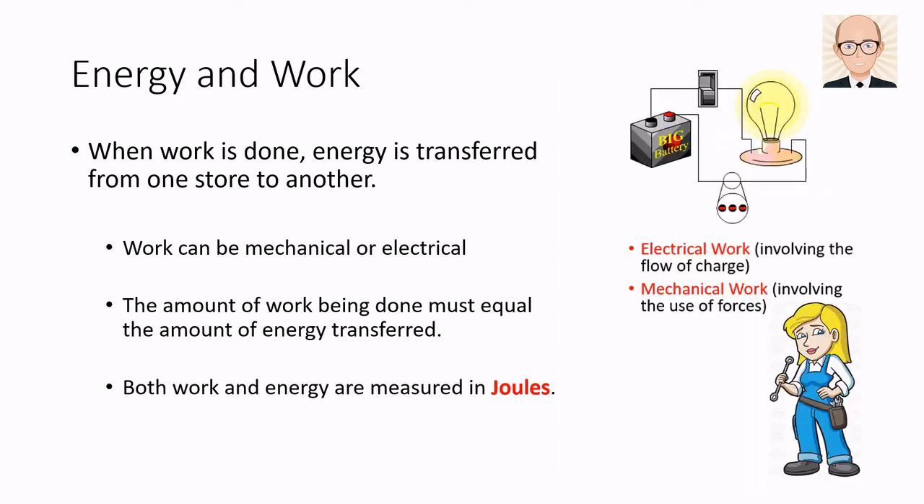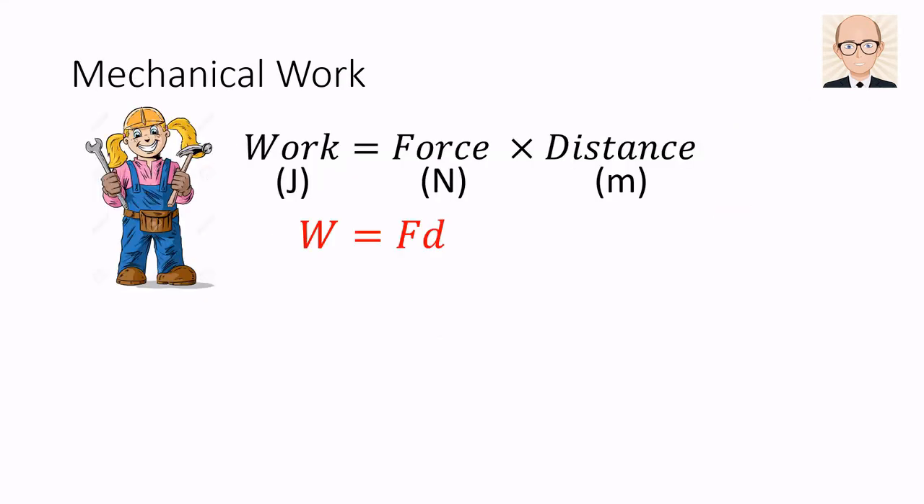If we take a look at mechanical work then, the equation we need in order to calculate how much mechanical work is being done is force times distance moved in the direction of the force, or W equals Fd. So mechanical work is really easy to calculate. We simply multiply the force, in newtons don't forget, by the distance moved in meters. Don't forget to convert to these units if they're not already done so for you.